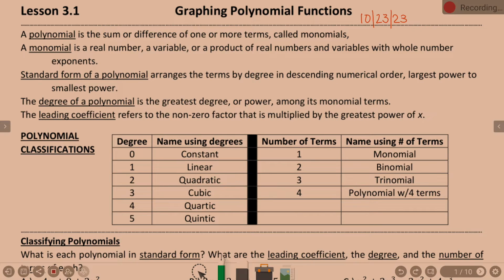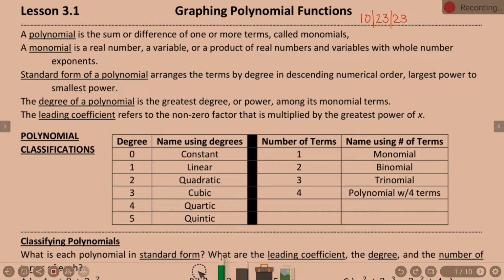When we take something like x squared minus 6x plus 24 and we factor that, that's a polynomial, when you're adding and subtracting those individual terms. Okay, a monomial, those are the individual pieces, the single pieces. It can be a real number, it can be a variable, or it can be a product of real numbers and variables with whole number exponents. So that could be something like x. It could be something like 3. It could be something like 3x squared. Okay, just single terms.